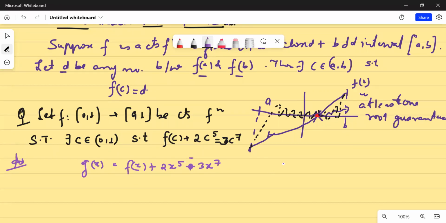Now I know that f is a continuous function. 2x to the power 5 is continuous, and 3x to the power 7 is continuous, because a polynomial function is always continuous. Since f, x to the power 5 and x to the power 7 are all continuous, all these terms are continuous. What does it imply? It necessarily implies that g as a function of x is also a continuous function.